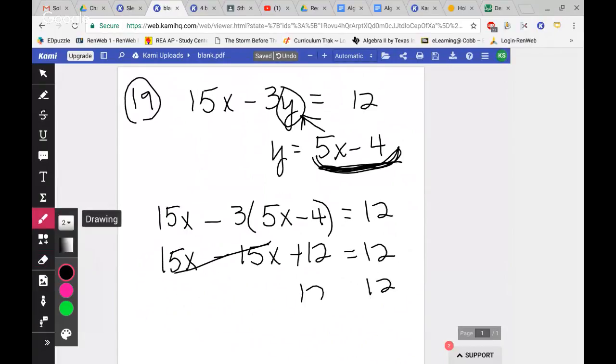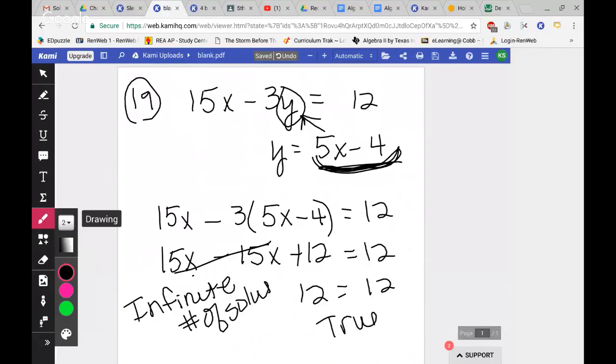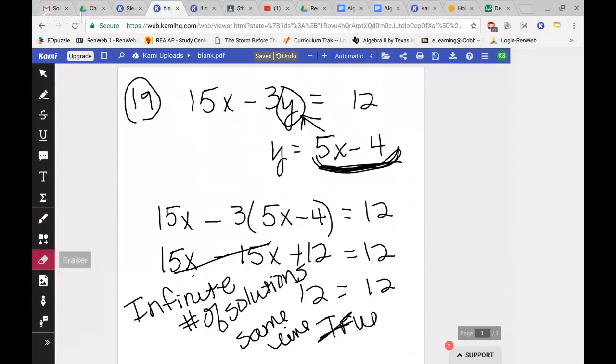Good catch, Lily. 12 equals 12. And that's a true statement. And when it's a true statement, it means there's an infinite number of solutions. And it also means it's the exact same line. Okay? All right, so that was 19.